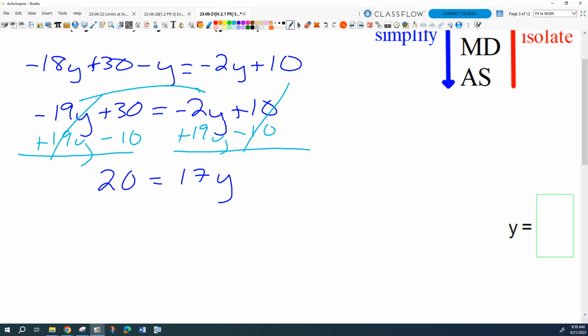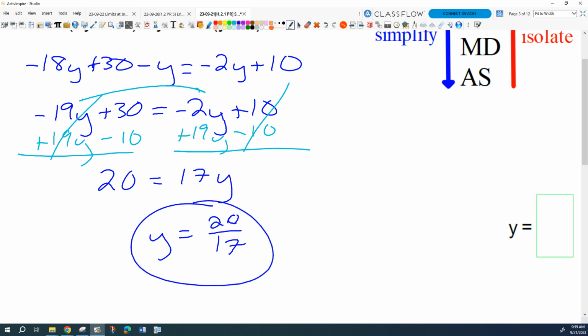Finally, I can point to a single variable. What's the only step I need to isolate the variable? Divide. Yeah, good. So if I divide by 17, I get y equals 20/17, right? And we can check ourselves. How'd we do? Looks like we got it. Okay, give me thumbs. How are we on this?